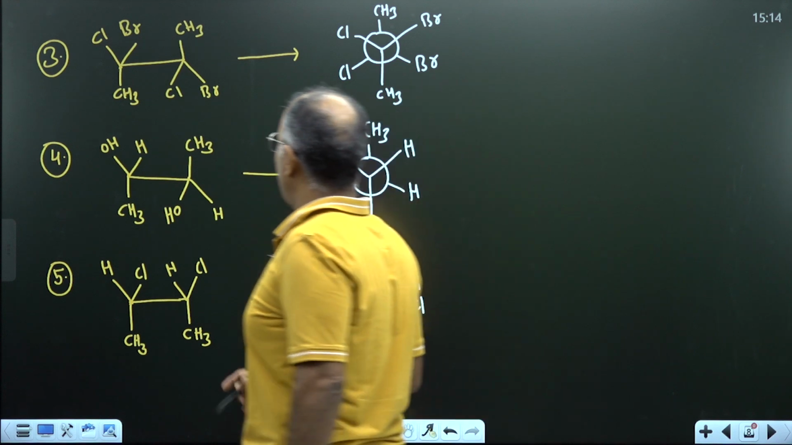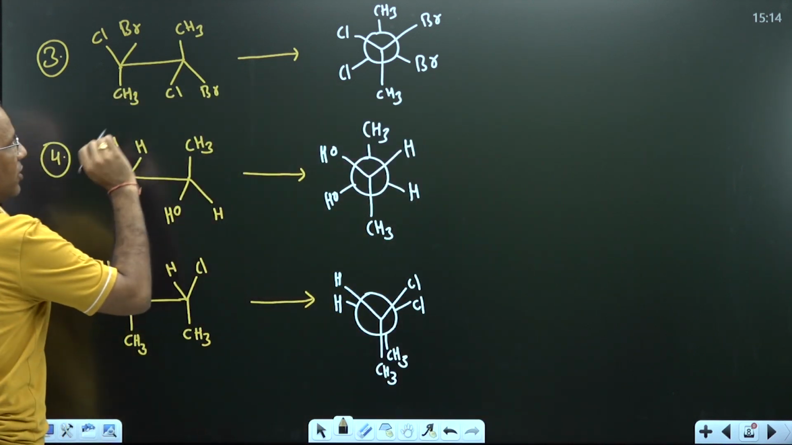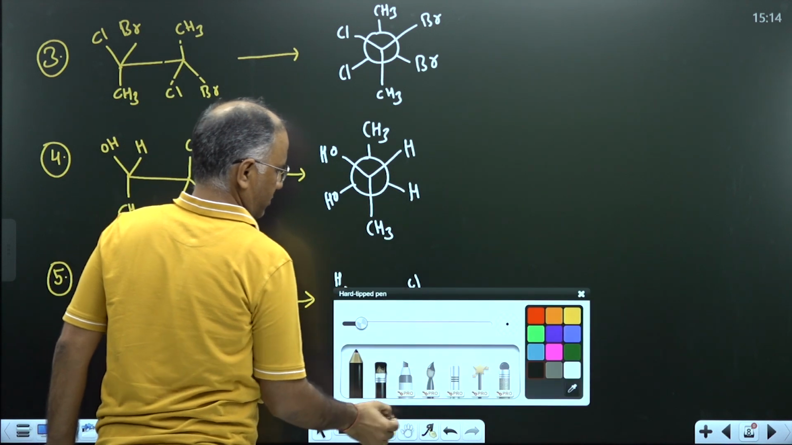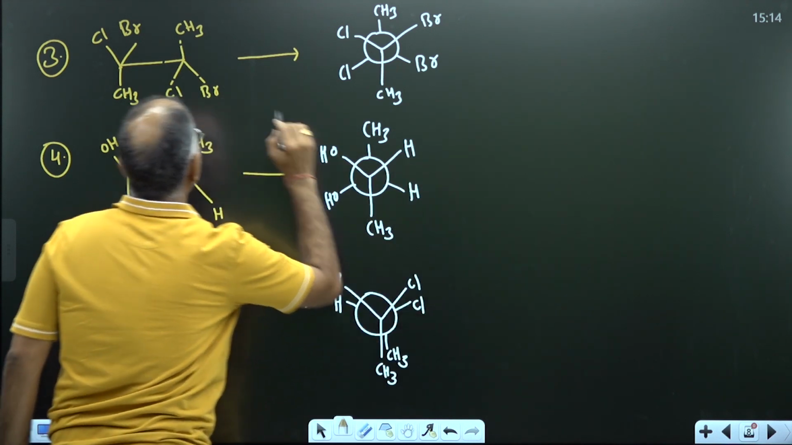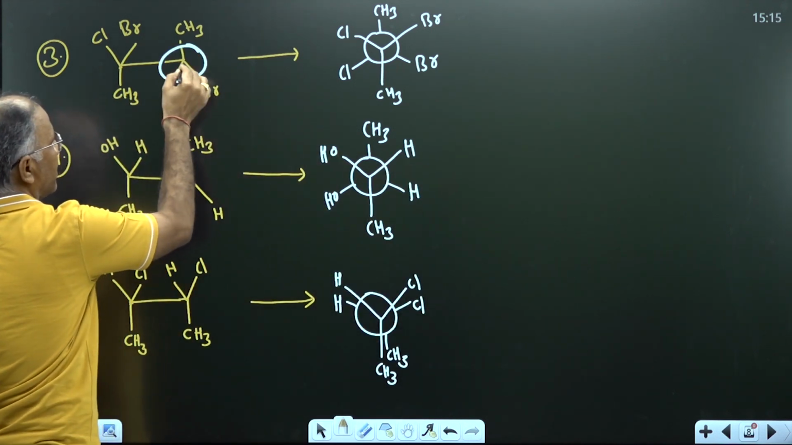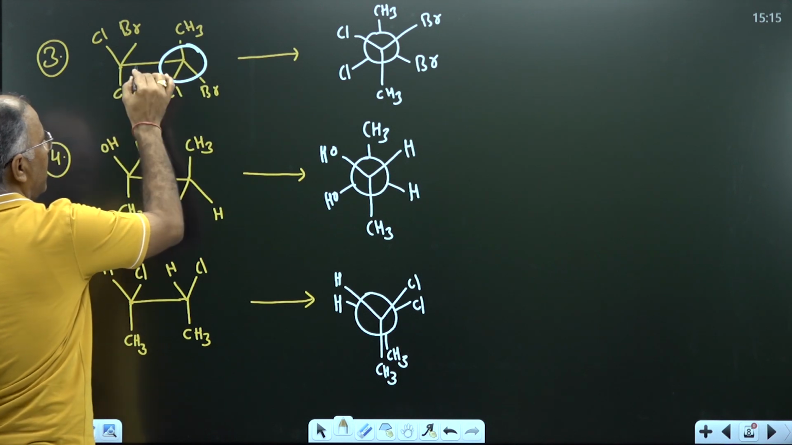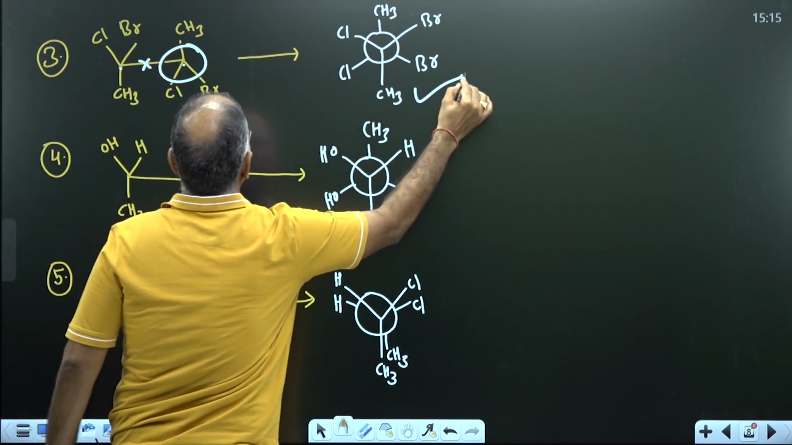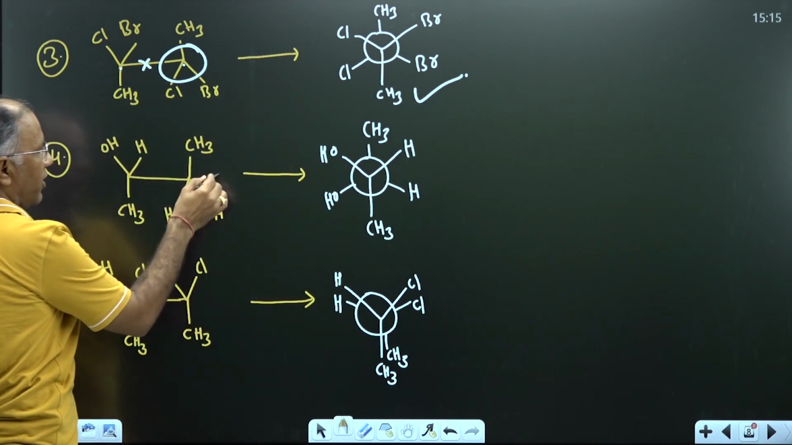Now, how to convert this Sawhorse into Fischer? You have to simply draw a circle. Delete all the bonds in the circle, delete the connecting bond, and put this carbon on this. You will get this. Similarly, we can draw for this.